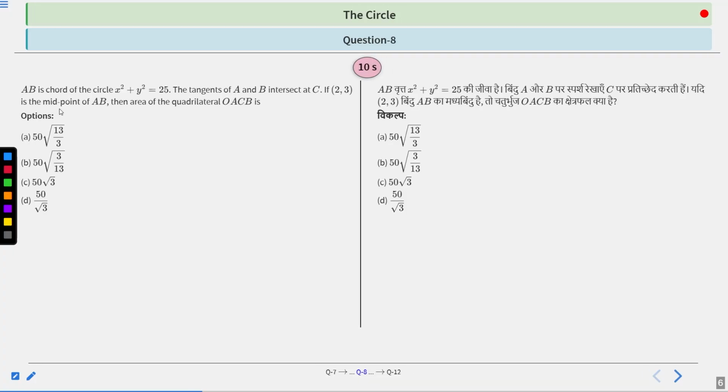Question number 8. Question number 8 says AB is the chord of circle x^2 + y^2 = 25. The tangents at A and B intersect at C. If (2, 3) is the midpoint of AB, then the area of quadrilateral OACB is. So AB is the chord of the circle, given the circle x^2 + y^2 = 25. Clear? So the tangents at A and B are intersecting at C.